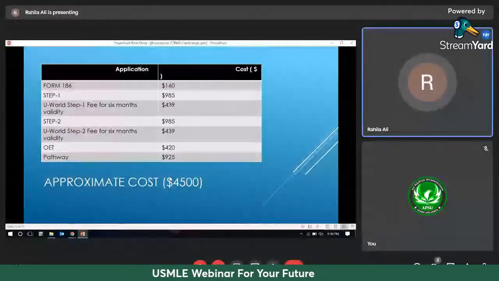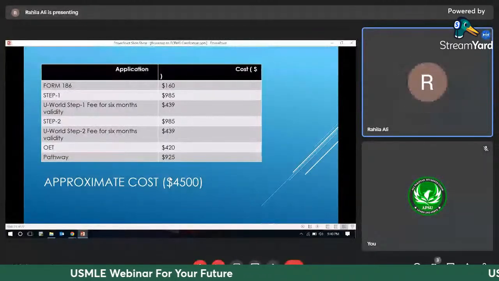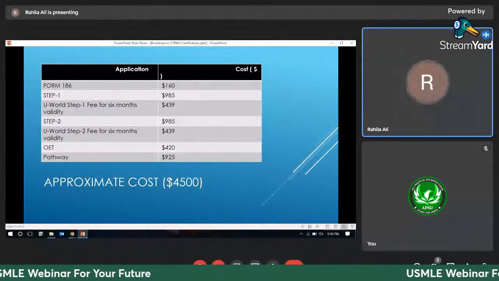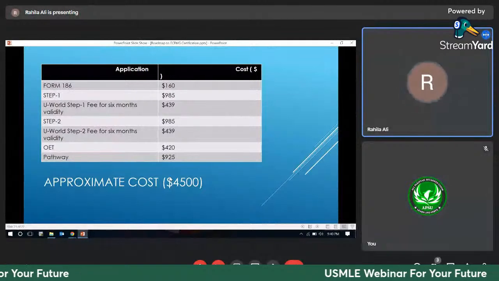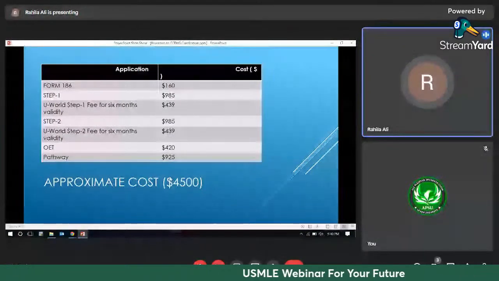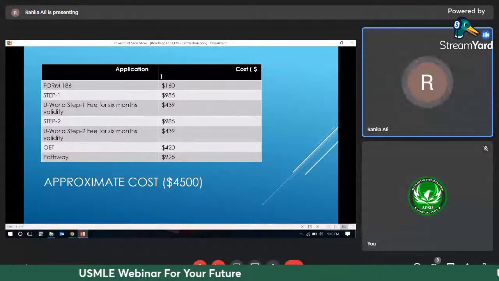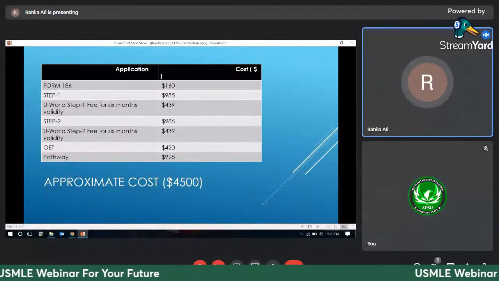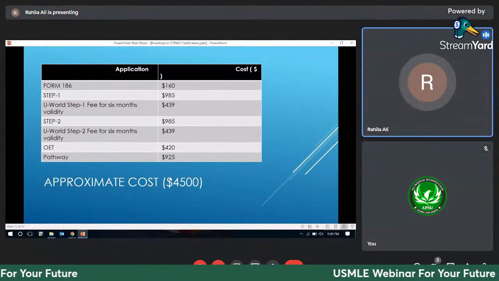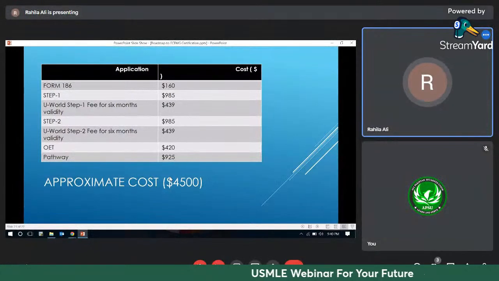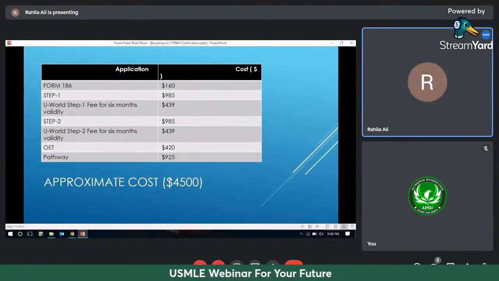Even Step 1, if it takes 5 months, it's a lot. And if Step 2 takes 6 months, it's a lot. And most of the time you keep on studying. So what you have to do is, once you have decided, now you don't have to give up. Now you have to do this. So this is all the things about steps.